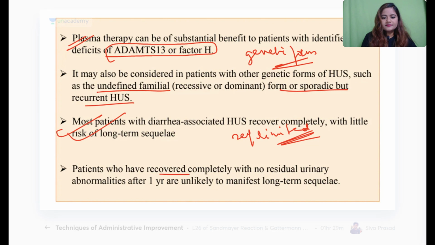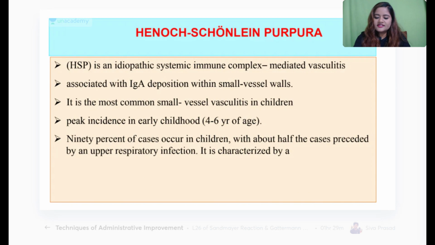Now, patients who have recovered completely with no residual urinary abnormality after 1 year are unlikely to manifest any kind of sequelae. So, जब आप completely recover कर जाते हो HUS से, there is very less chance that there is any residual abnormality that is present. Okay, so that was all about HUS.